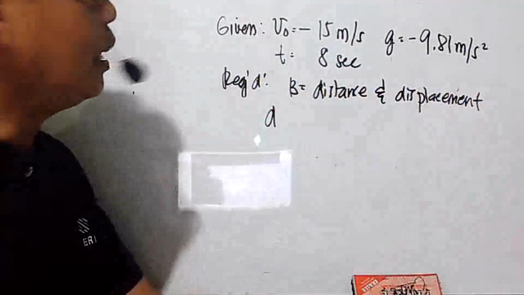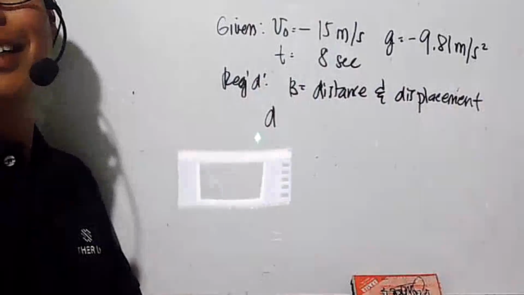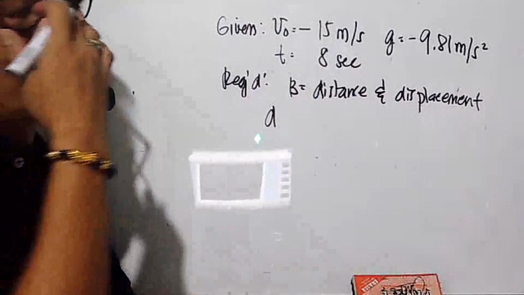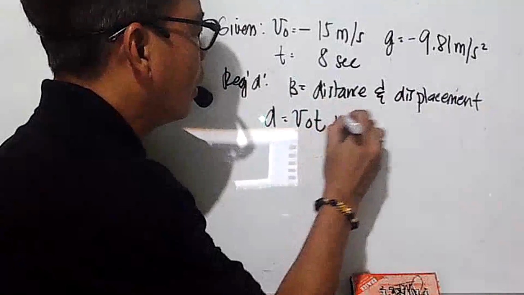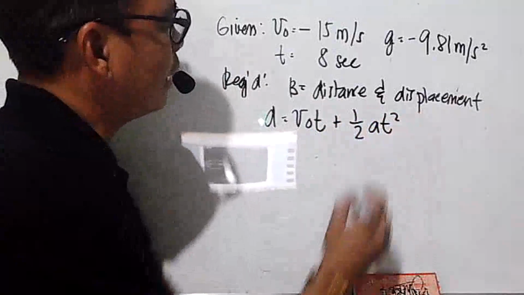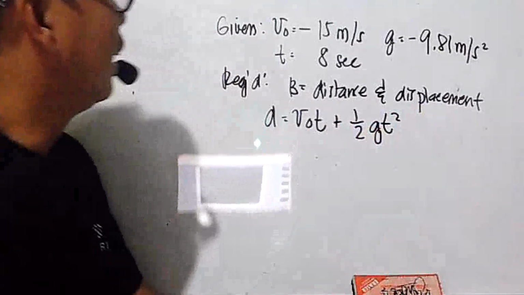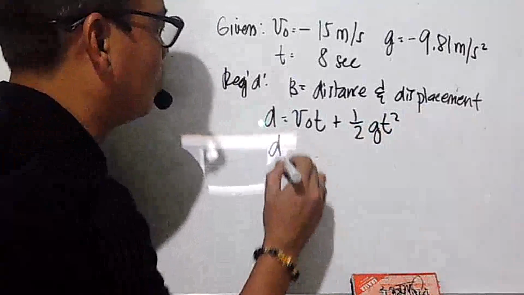Okay, so D, using our formula again. Actually, it's like the first problem. Okay, it is VOT plus 1/2 AT squared. But this time A becomes G. So solving for the distance or displacement, I think this is displacement.